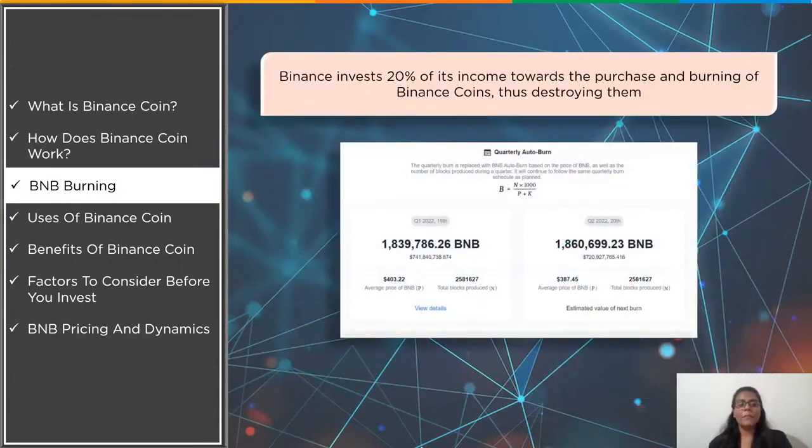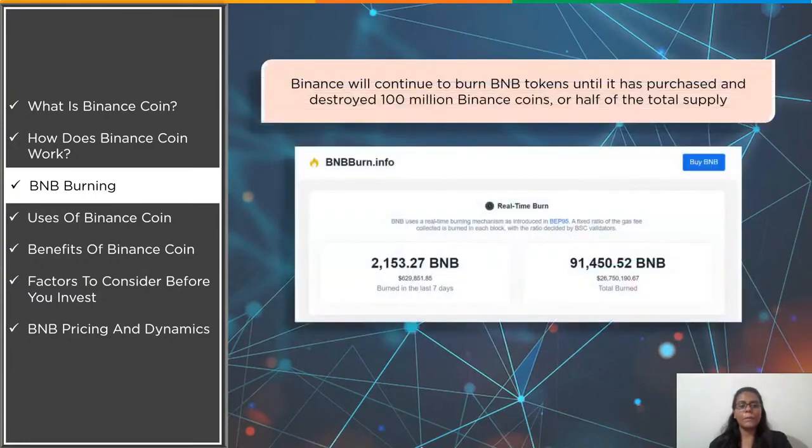Binance uses 20% of its profit each quarter to buy back and burn Binance coins, completely destroying them. Binance has consistently performed quarterly burns, the most recent being on October 17, 2020, which was the 13th quarterly burn. Binance will continue to burn BNB coins every quarter until it has purchased and destroyed 100 million Binance coins, or half of the total supply.